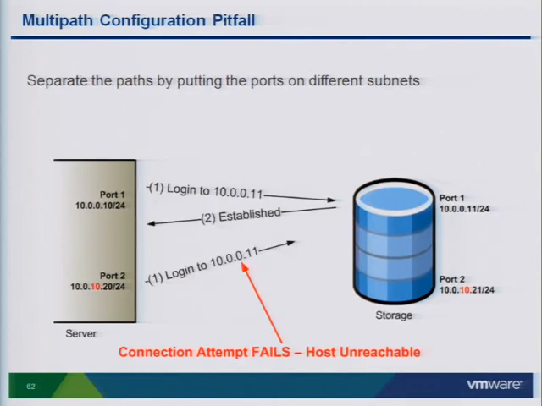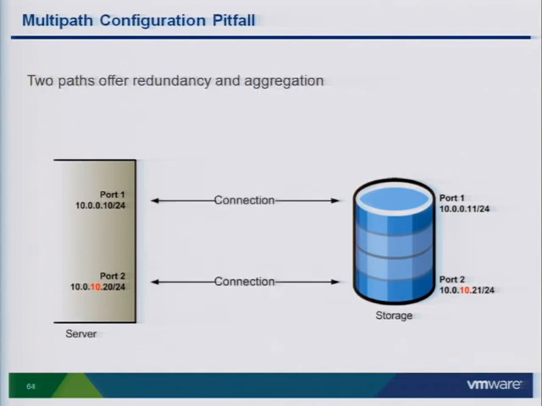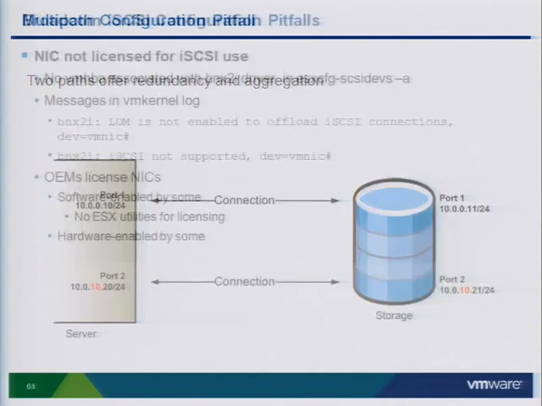The way to work around this, and there are other types of storage that run into this problem, is to put your iSCSI ports on your host and on your storage on different subnets. In this case, you end up with different subnets here. The first port attempts to log into the first port on the storage, and it succeeds. This one will fail. You'll get a host unreachable comment in the logs if you ever look at it, so you don't establish that connection. Go down to the second port. Again, the first port can't log in. The second port can. And you do end up with your multipaths. This gives you redundancy and aggregation if you want to set it up.